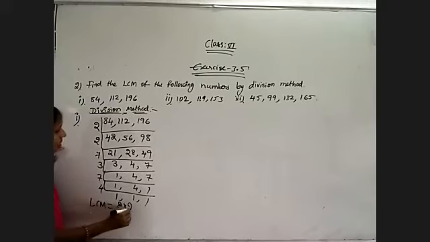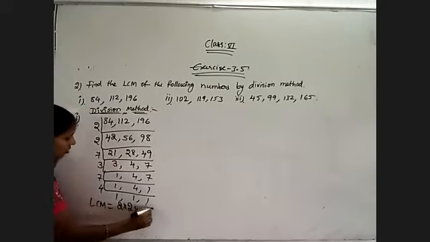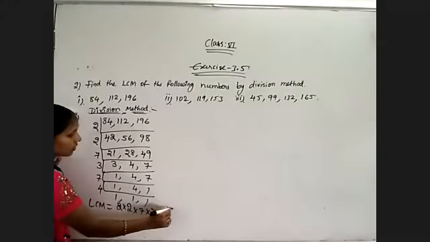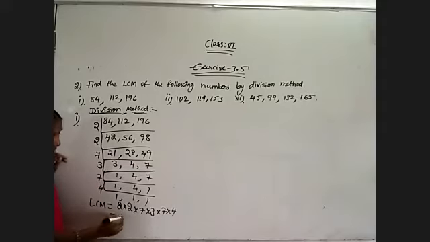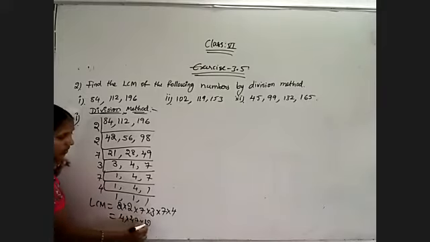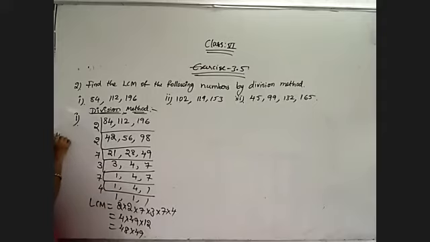product of the factors 2 into 2 into 7 into 3 into 7 into 4. Okay. 2 came twice, 7 came twice, 3 and 4. So 2 2s are 4, 7 7s are 49, and 3 4s are 12. Now 12 4s are 48 into 49. So 48 into 49, find out their product.